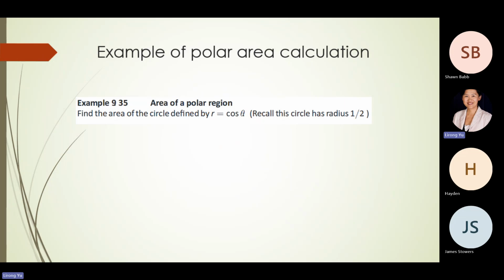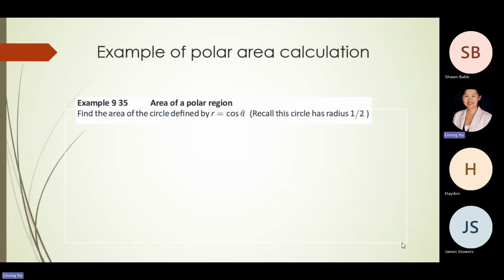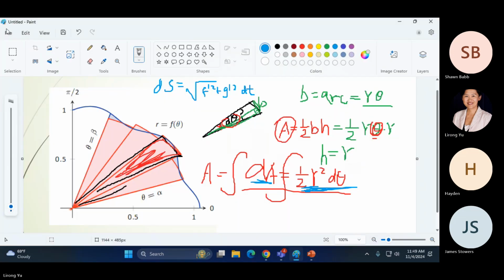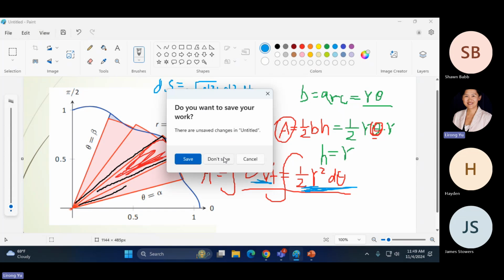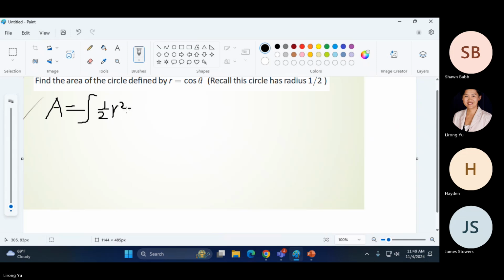But here we're trying to review and confirm the formula, so we're going to do this as a little exercise for the area calculation, and then confirm it against what we know from geometry. According to our formula, area in polar form is equal to the integral of 1/2 r squared d theta. Area is a two-dimensional calculation. r is one-dimensional, so r squared is two-dimensional.